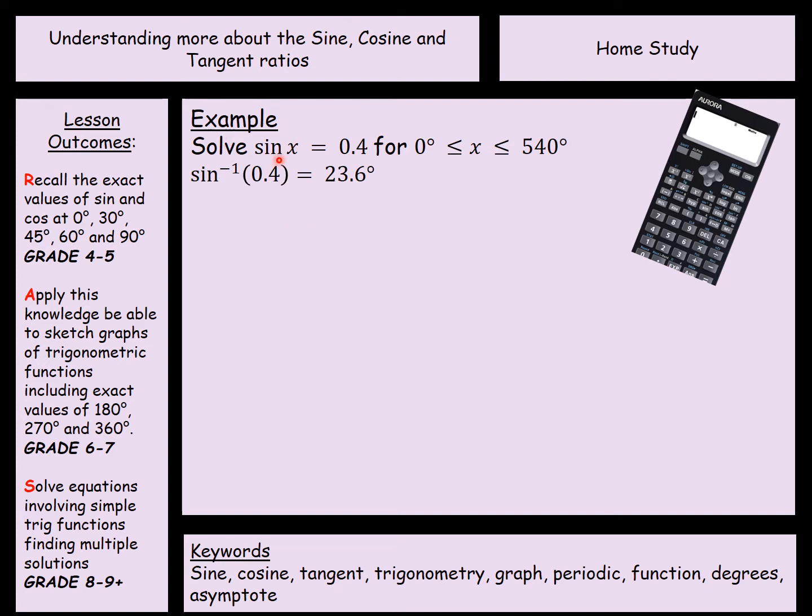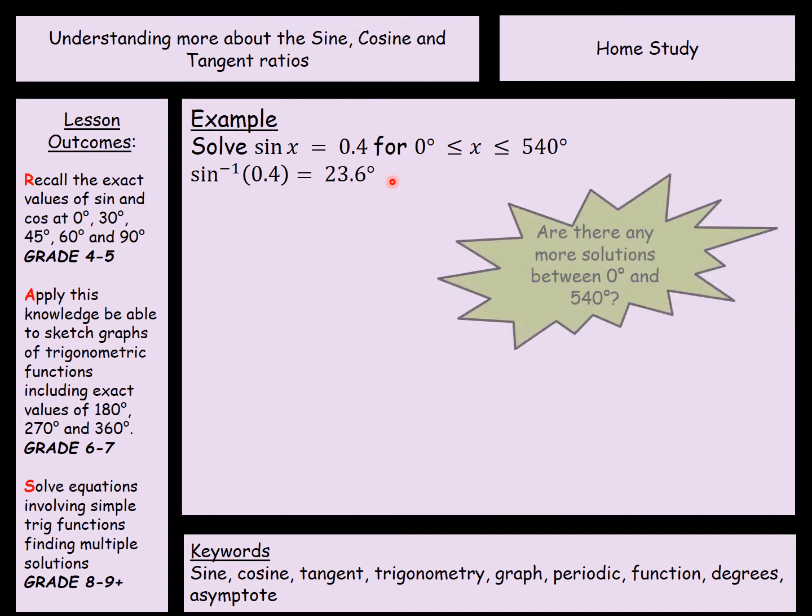So if we're going to solve sine x equals 0.4, we use our calculator, we do the inverse of sine of 0.4, and we're going to get a value coming out on our calculator. This is called the principal value. It just means it's the first value that's closest to the x equals 0, closest to the 0 on the x-axis. So from there, we can start to think about where the other values might appear.